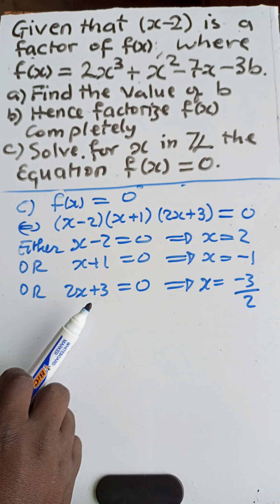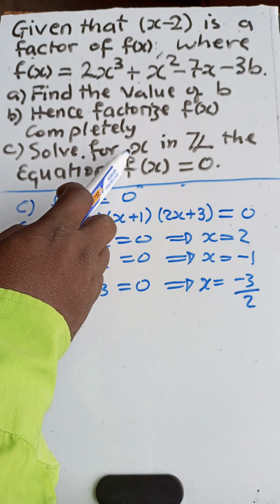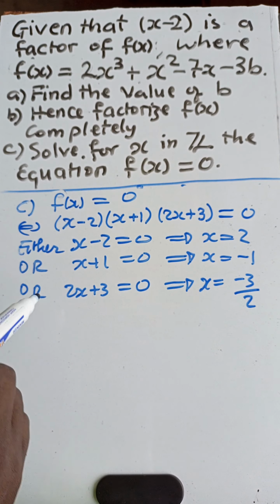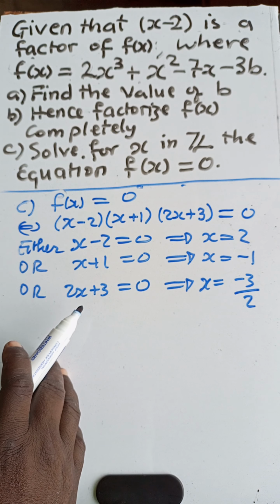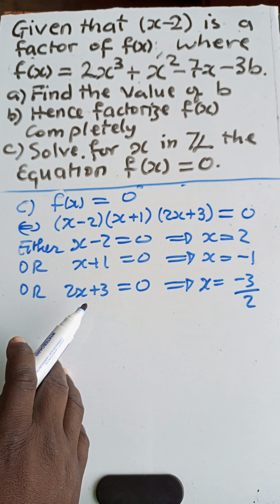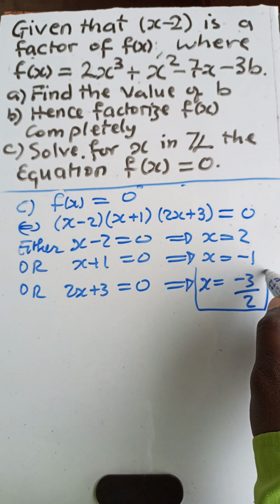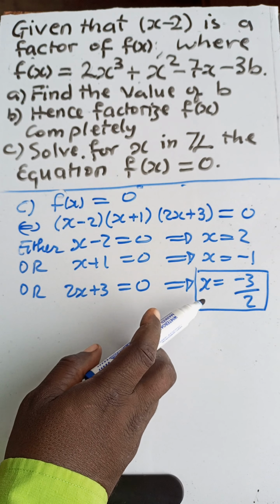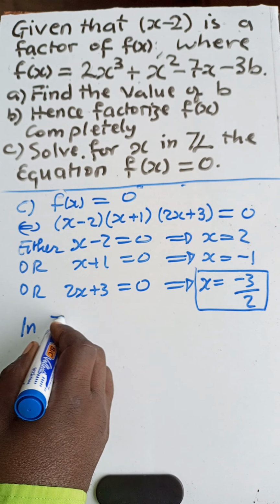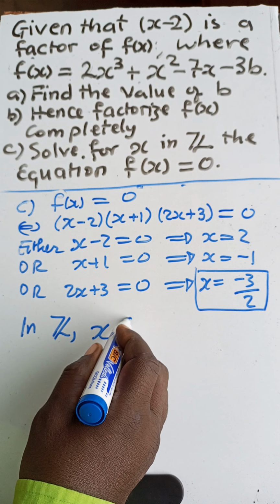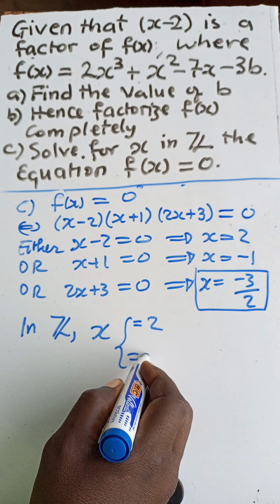But look at the condition here. We were asked to find the solutions in the set of integers. What are integers again? Integers are simply positive and negative whole numbers. Whole numbers, no fractions. That automatically means therefore that what? If we were to give our solution in Z, then this member, which is not a whole number, is out. And so we'll say in Z, x can either be 2, okay, or x is -1.